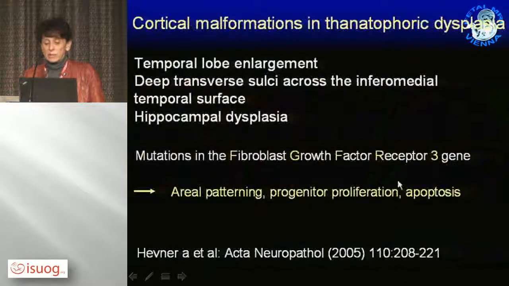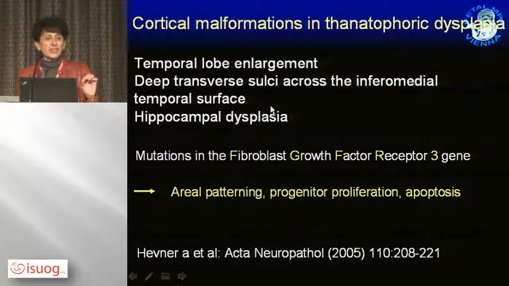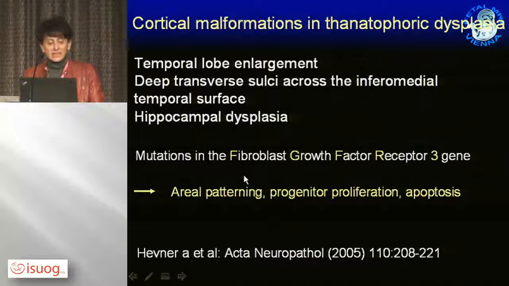And there is one very good paper by neuropathologists describing the mutations in the fibroblast growth factor receptor 3 gene. The findings in these cases, the brain findings, are temporal lobe enlargement, deep transverse sulci across the inferomedial temporal surface. So it is not somewhere, it is in a distinct region in these cases, and hippocampal dysplasia. And why? Because the mutations of these genes would be responsible for areal patterning. Therefore, you might see hippocampal dysplasia because they act exactly in this region.